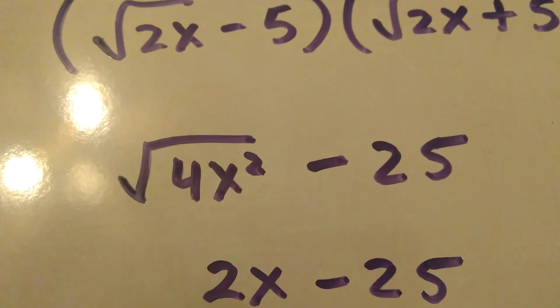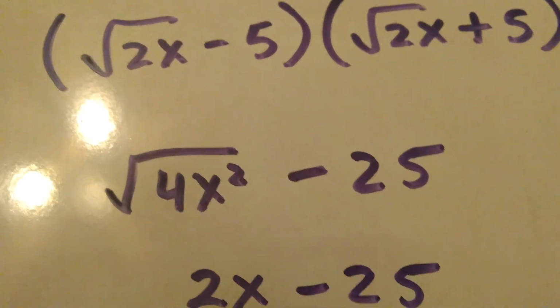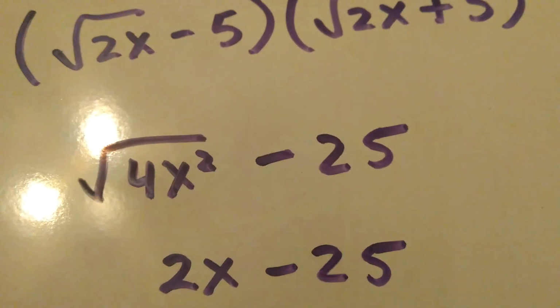Square root of 4 is 2. Square root of x squared is x. So we get 2x minus 25.